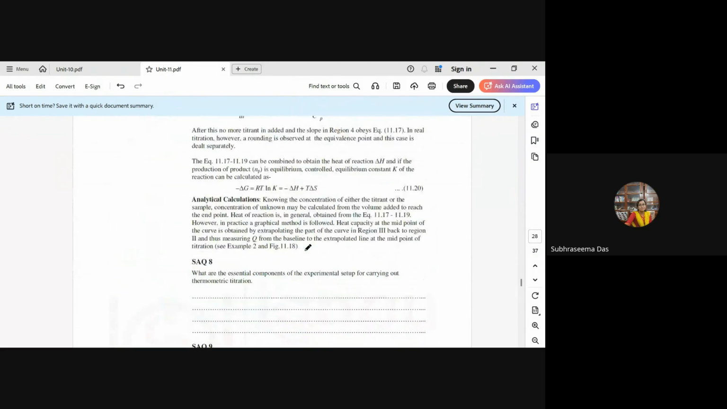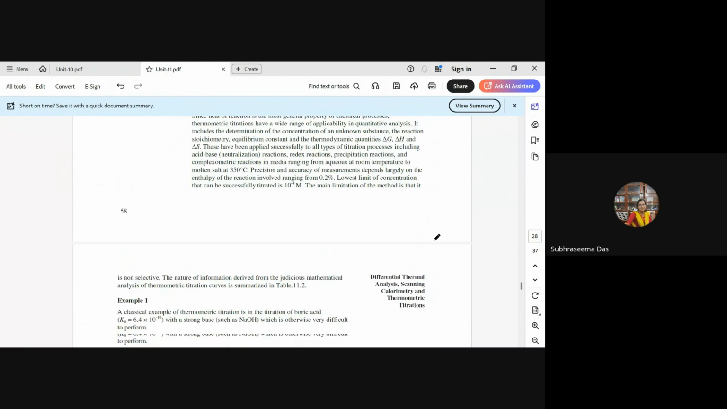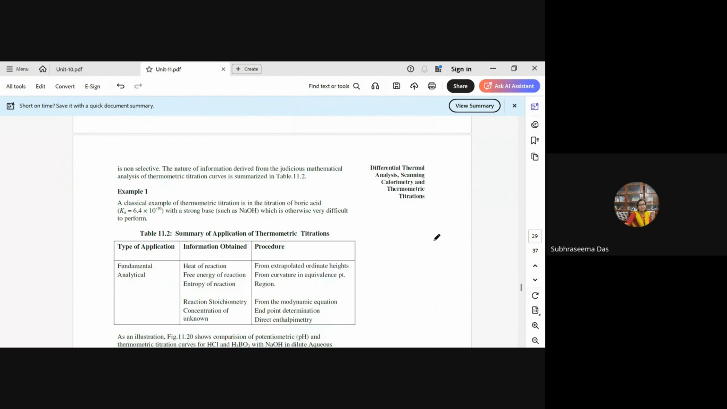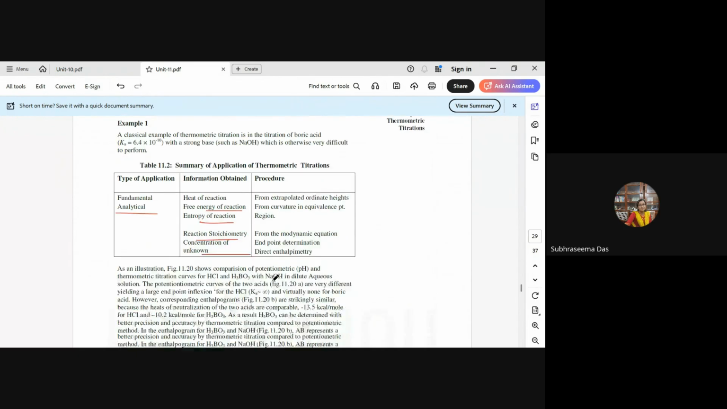Now the applications of thermometric titrations. They have been widely used to understand all types of titration, including neutralization reactions, redox reactions, and precipitation reactions. Table 11.2 shows a summary of applications of thermometric titrations. It has been used for all fundamental analytical titrations, and the information we can obtain is delta HR, the heat of the reaction, free energy, entropy, stoichiometry, and the concentration of the unknown.